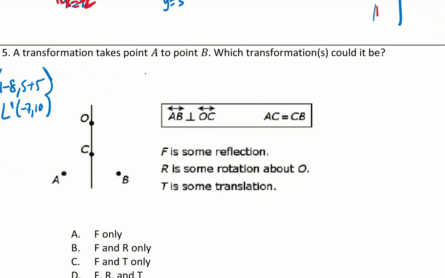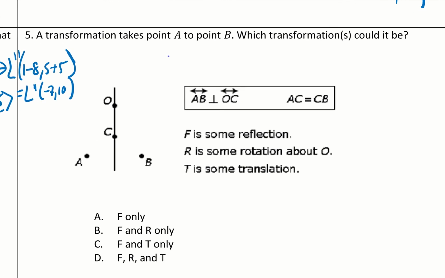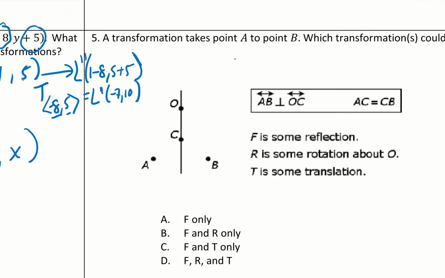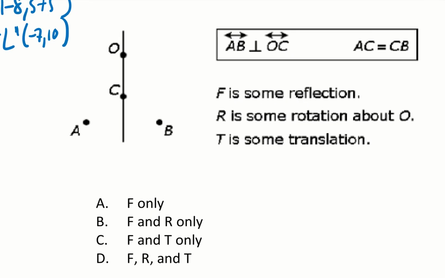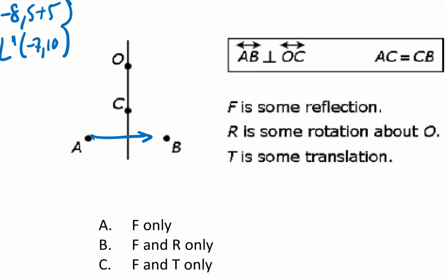A transformation takes point A to point B. Which transformation or transformations could have led to this? So we've got F is a reflection, R is a rotation, and T is a translation. We want to get A to B. That's all we care about. Well, what we could do is physically move A to B, and that would be valid, and we'll call that transformation T. And so T is true. You can get from A to B using a translation.